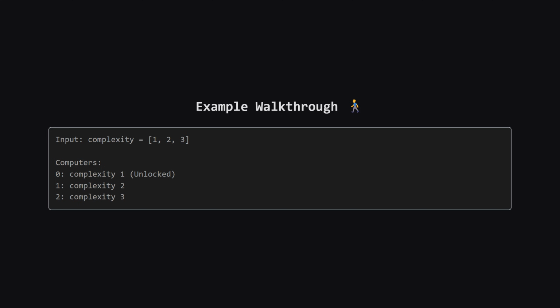Let's look at a simple example to ground this. We have complexities 1, 2, and 3 for computers 0, 1, and 2. Computer 0 is unlocked. It has complexity 1. Can we unlock computer 1 next? Well, computer 1 has complexity 2. Is there an unlocked computer with a smaller index and smaller complexity? Yes, computer 0. 1 is less than 2, so that works. Then we have computer 2 with complexity 3. We can use computer 0 or computer 1 to unlock it, because both have smaller complexities. So strictly increasing complexities seems easy.